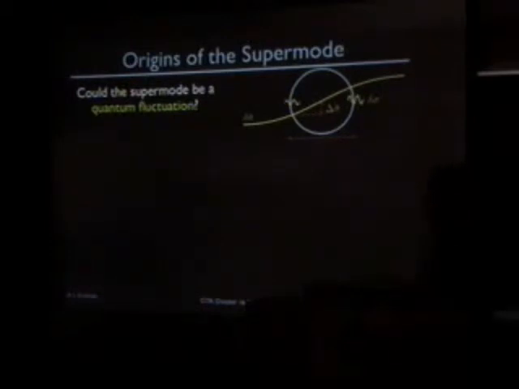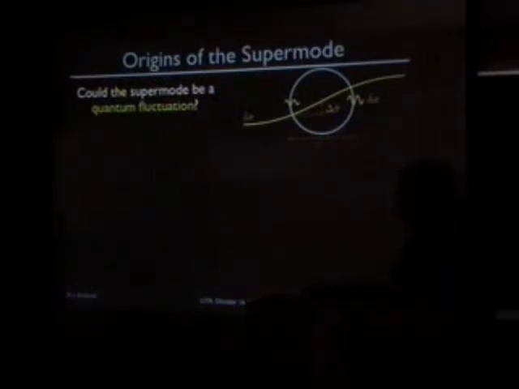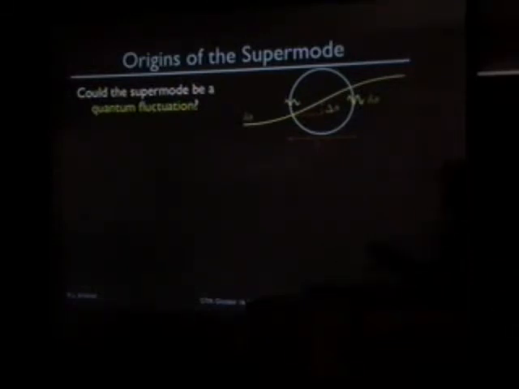So coming to some origins of the supermode. Our first idea was hopefully maybe the supermode could just be an abnormally large quantum fluctuation. It was just a fluke. Well, then we asked how large would it have to be? So at some point in inflation, the super horizon mode was a quantum fluctuation that was just super big, and it left the horizon. And then all the other perturbations happened on top of that abnormally large perturbation.